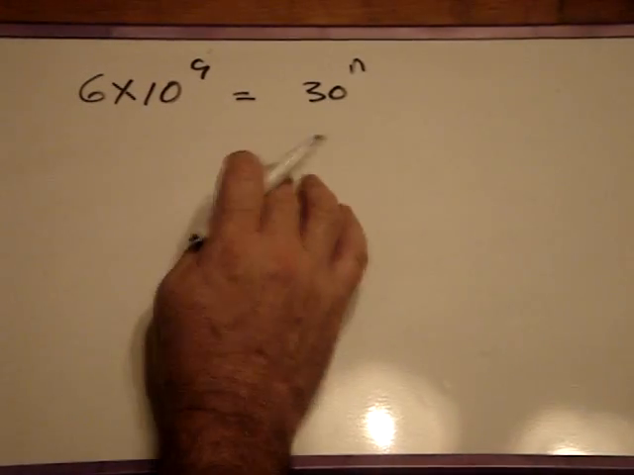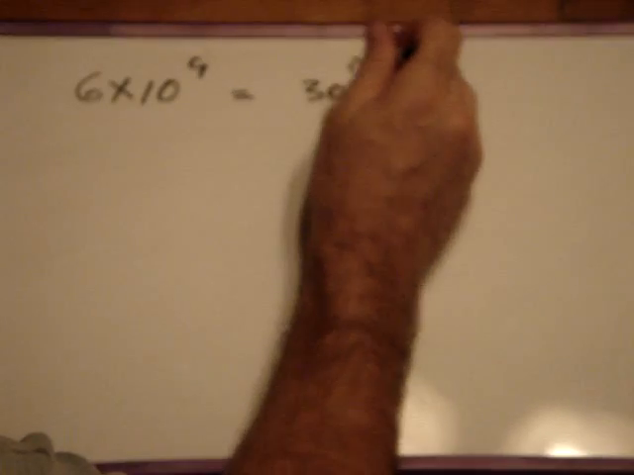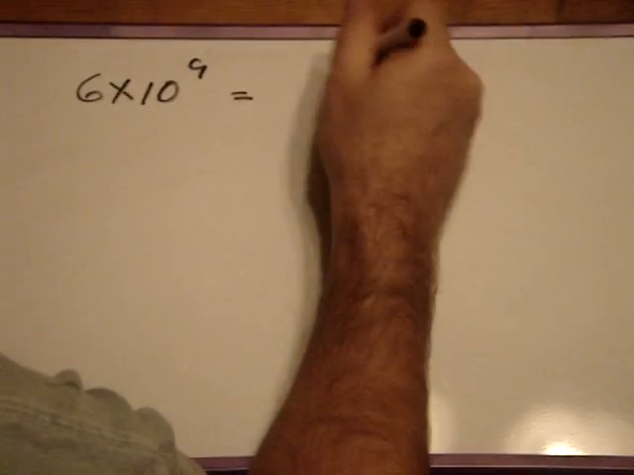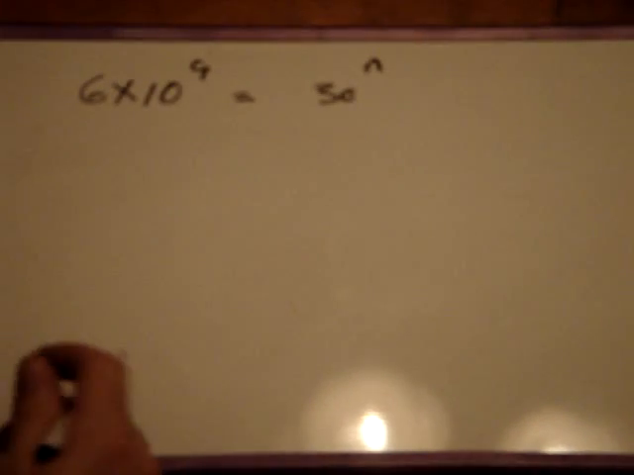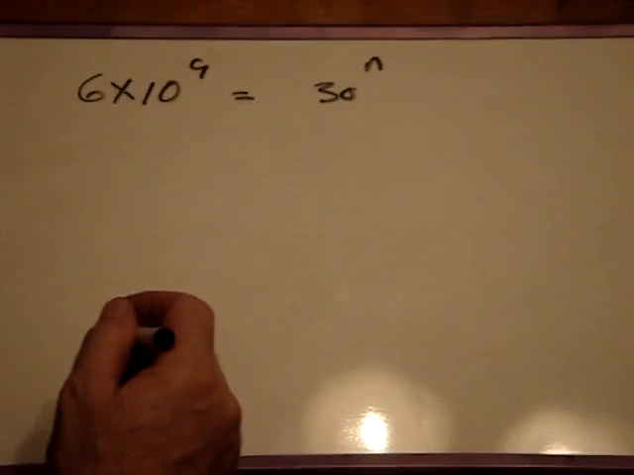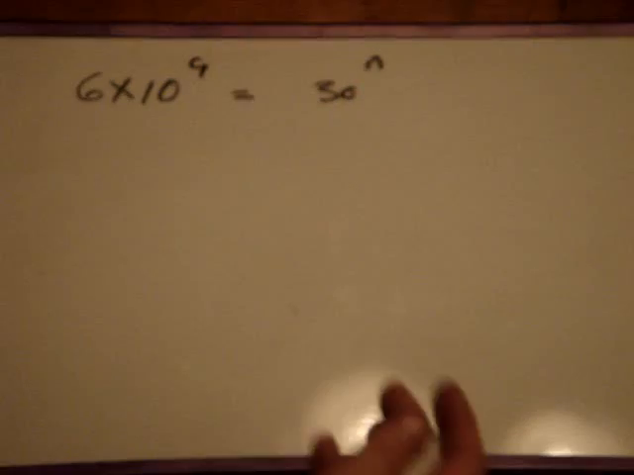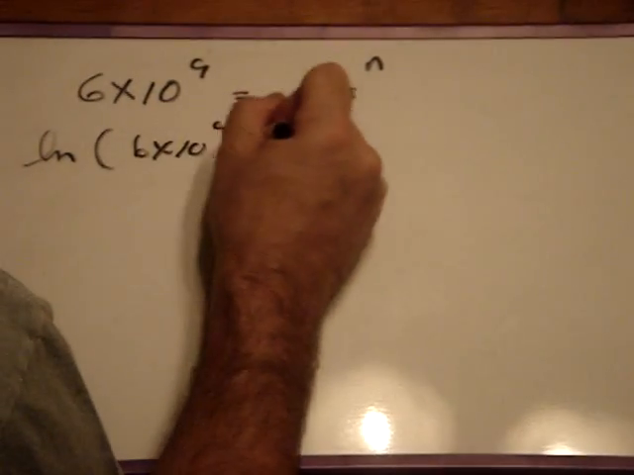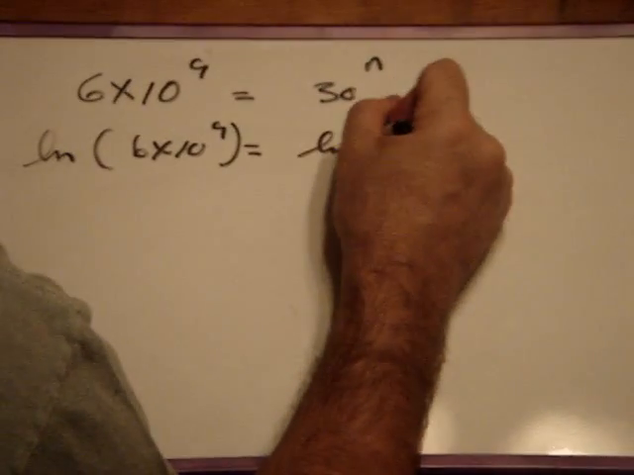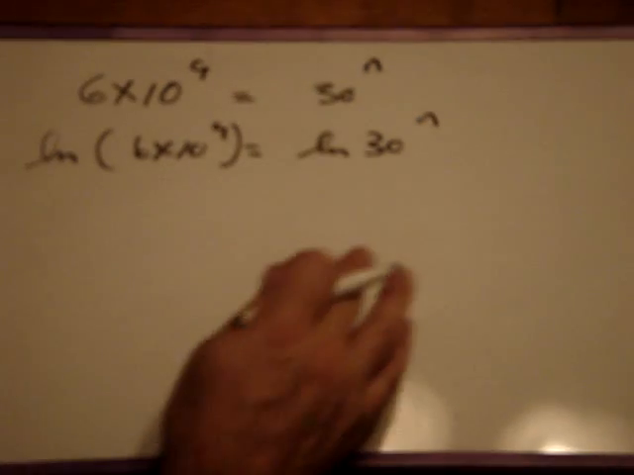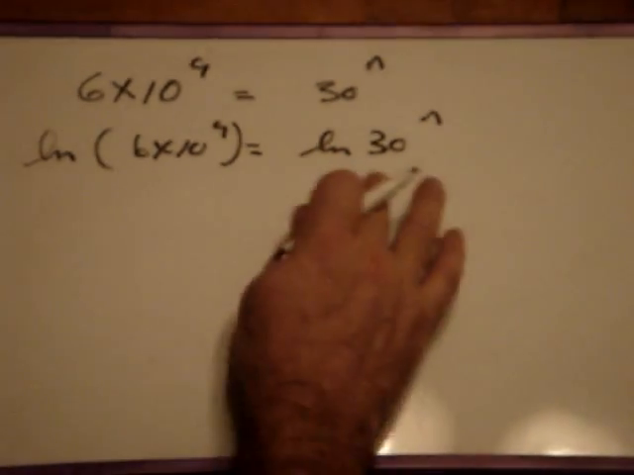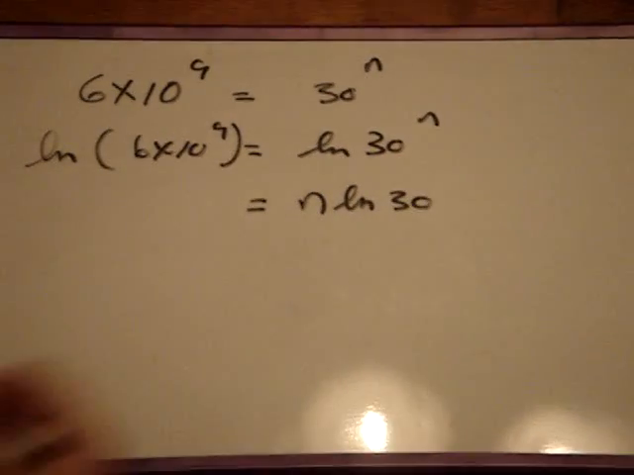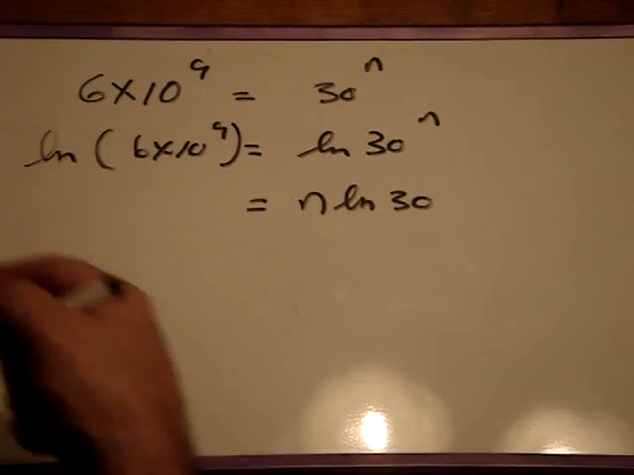Well, there's only one way to solve for a variable term as an exponent, and this is an exponent, and that's the use of logarithms. And we'll just go ahead and use the natural log. I would rather use the log base 10, but the model uses the natural log. So we'll take the natural logarithm of both sides of this equation: the natural log of 6 times 10 to the 9th equals the natural logarithm of 30 to the nth power. And according to the exponent rule of logarithms, I can rewrite the right side of the equation as n natural log 30. That's just a property of logarithms.